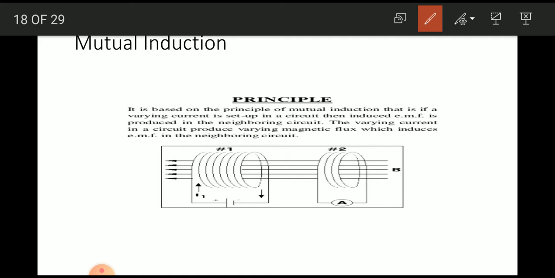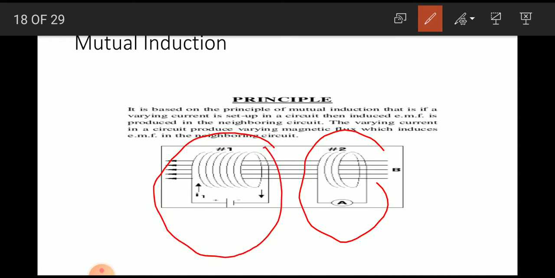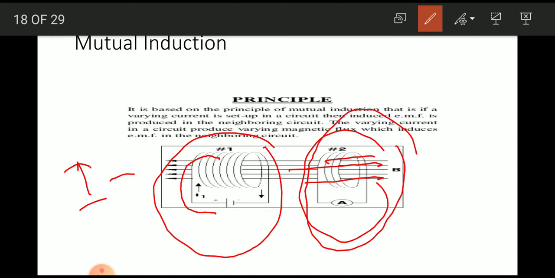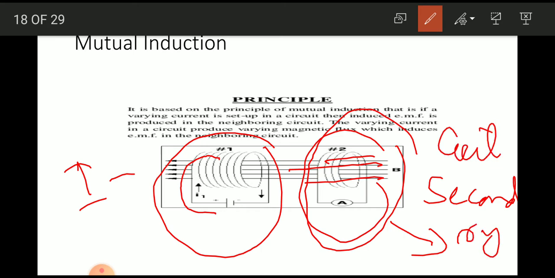Now this is the primary coil and this is the secondary coil. Current is flowing in this coil, due to which change of flux takes place in the other coil. So current is flowing in one coil and change of flux is taking place in the other coil, so induced EMF is produced in the secondary coil. This is called the secondary coil. This is called the primary coil.